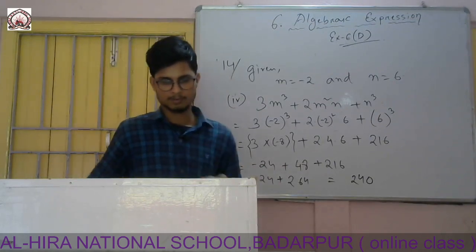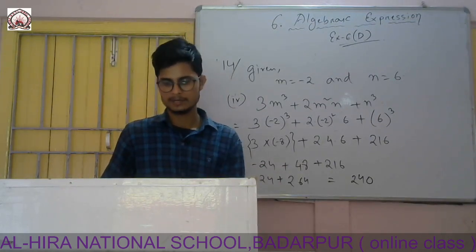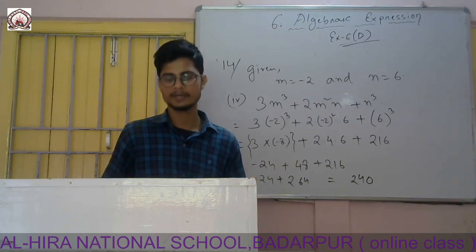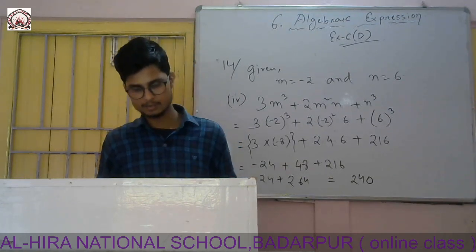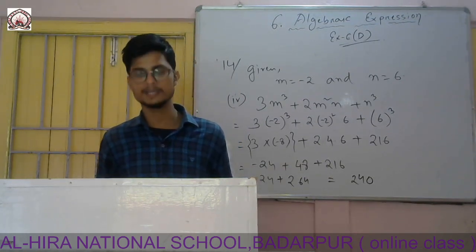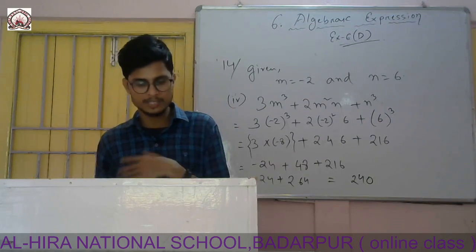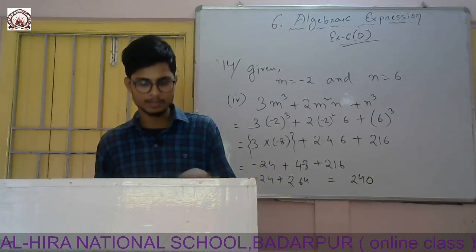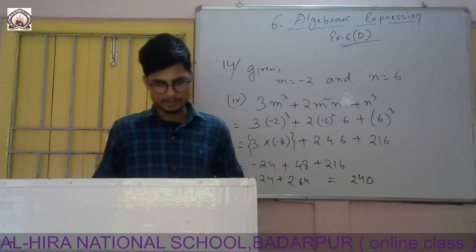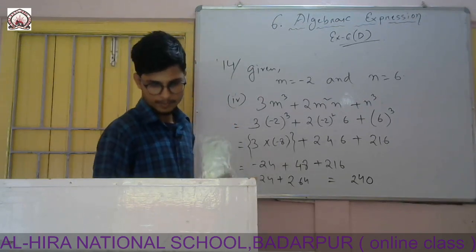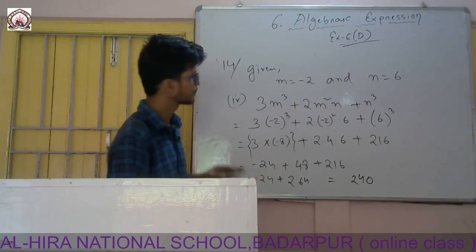So same question number 15, there are 3 values given. The value of x is given as 2, a is equal to minus 1 and b is minus 3. So you have to put this value in each of the expression and you have to find the result. So let me do Roman number 2.